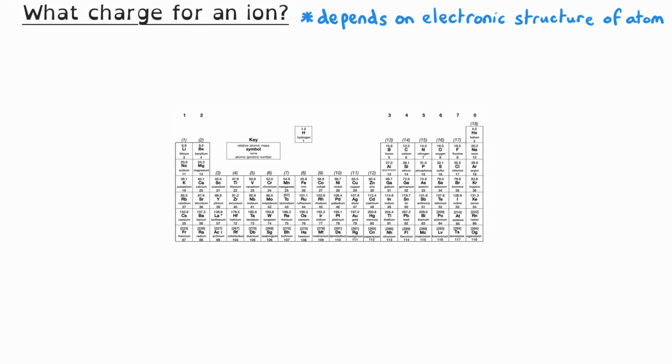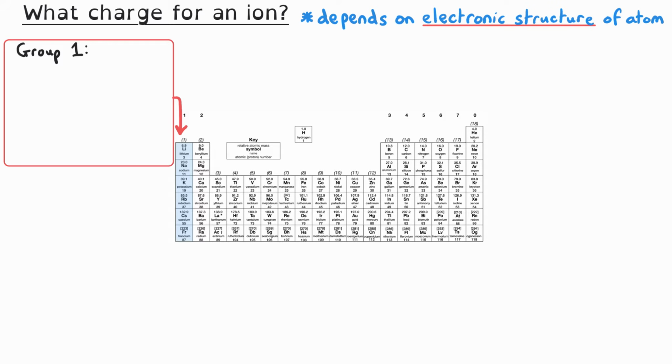Ions aren't simply positively or negatively charged. Some ions can be more positive than others, or more negative than others. And so the sign and the size of the charge can vary. And that will depend on the electronic structure of the atom that the ion is being formed from.